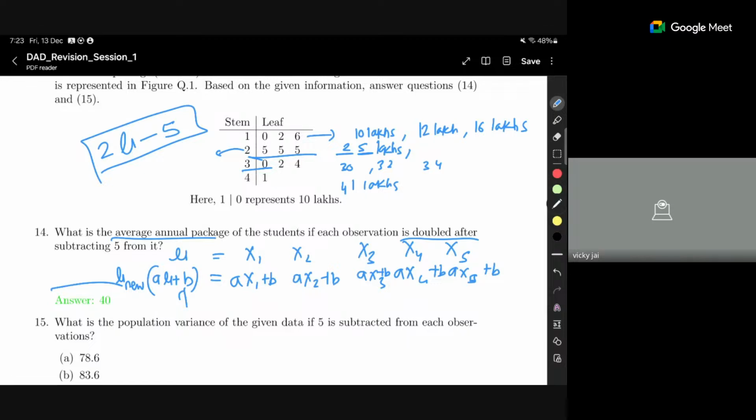Okay. So let's see what I can do. I have to first find the addition of this. So I'll do 10, 12, 16, then 3 times 25. Just in case I'll write like this. Then I have 30, 32, 34, 41. Okay. I need to add this. So what I'll do, I'll write this as 75. Yeah, better.